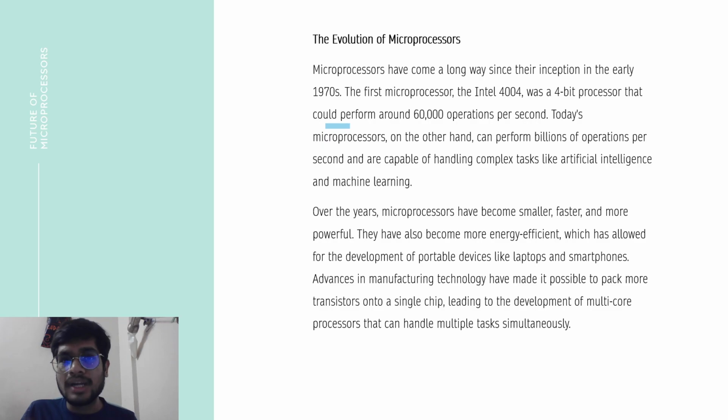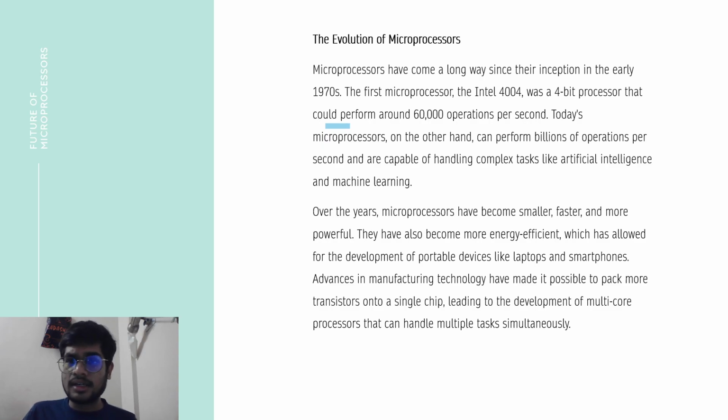So as I explained, many transistors in a single chip lead to multi-core processors. What is the difference between single core and multi-core? Basically, single core means a single core in a chip, and multi-core means multiple cores in a single chip. So multi-core processors are used to do multiple tasks simultaneously.